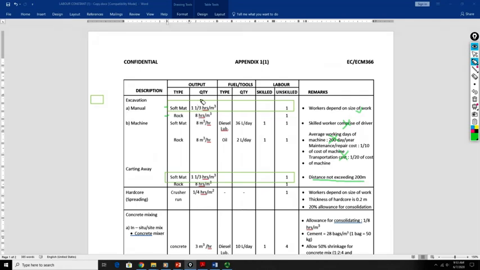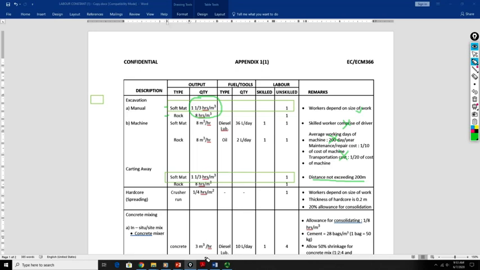Right, so first we look at this one. Soft material for manual excavation, the quantity is 1 and 1/3 hours per meter cube. Meaning that in order to excavate 1 meter cube, we have to spend 1 hour and 20 minutes. The same thing for cutting away for soft materials. We are going to spend 1 and 1/3 hours for 1 meter cube.